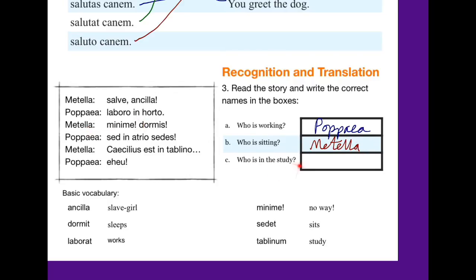Lastly, who's in the study? Well, Metella says here, there's the word for study, tablinum is study. Caecilius is in the study. So I reckon that's going to be Caecilius. So you've got to use your wits a bit here and try and imagine the play being acted out by people talking to each other. That's where you get the you from. Okay, so it's a bit trickier, that one, but again with some skill and judgment and some basic knowledge, you can work it out.